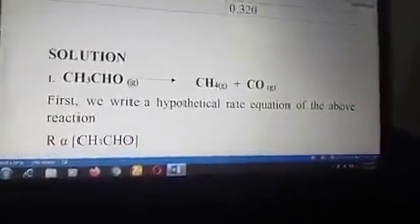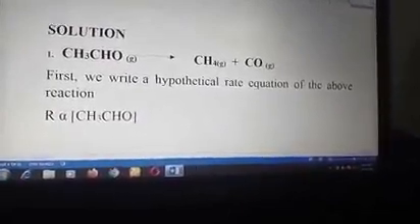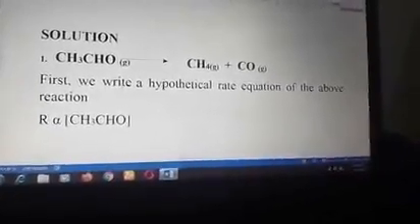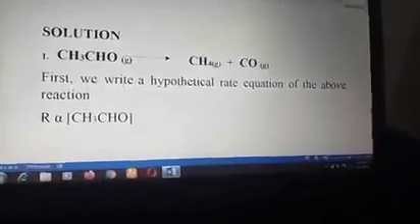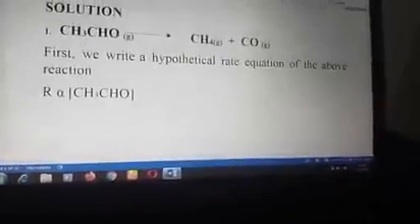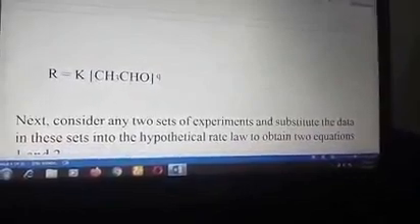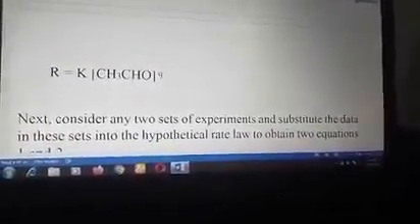So how do we solve this? Look at the equation given to us, written again: ethanol decomposing to methane and CO. First, we write the hypothetical equation for the reaction. That reaction is a unimolecular reaction because it involves only one reacting particle. So the rate of reaction will vary directly with the concentration of ethanol. So you see the expression: R varies as the concentration of ethanol. Then we bring in the rate constant K, so R equals K[CH3CH2OH]^Q, where the Q is what we're looking for, the order of reaction.